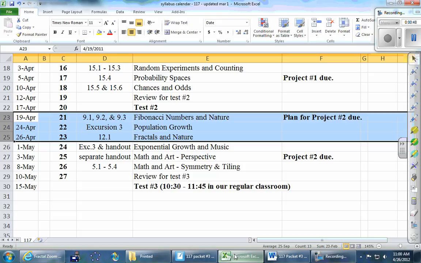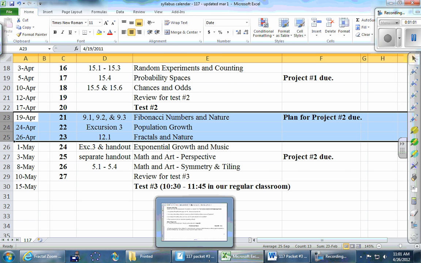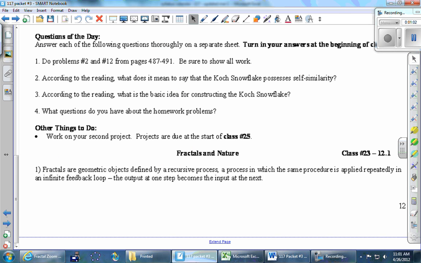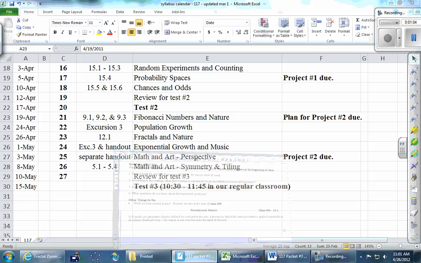Also want to point out that at the end of today, we will be halfway through the material for the last test. The last test is only on 6 days of stuff. Today is day number 3. Questions on the calendar? Okay. Then let's have a look at page 12.